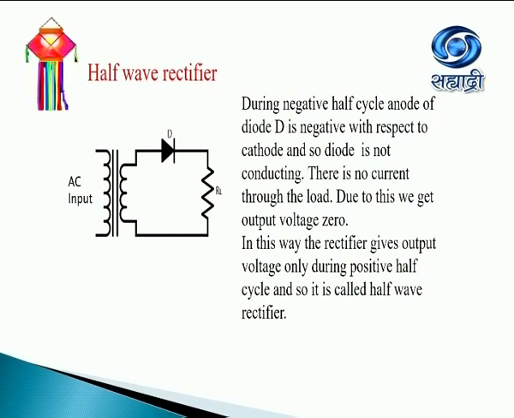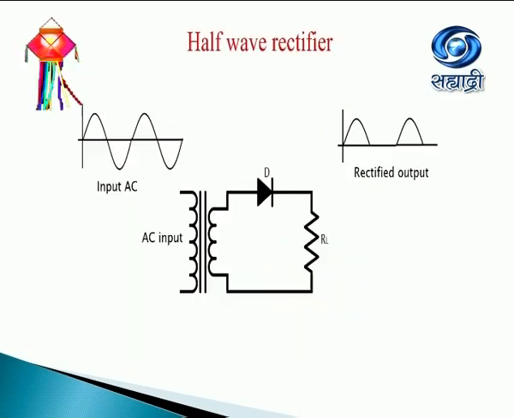During negative half cycle, anode of diode D is negative with respect to cathode, and so diode is not conducting. There is no current through load. Due to this, we get output voltage 0. In this way, the rectifier gives output voltage only during positive half cycle, and so it is called half-wave rectifier. Figure shows half-wave rectifier circuit. At the input, AC is applied and we get rectified output. Here, during positive half cycle, rectified output is available. During negative half cycle, voltage is 0.